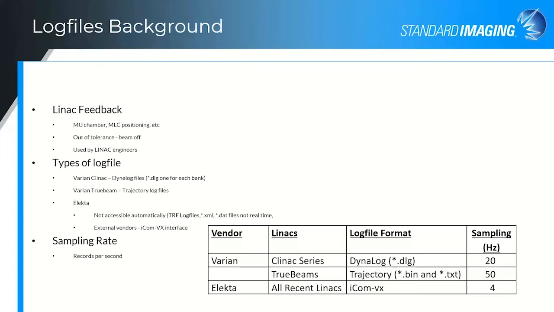Their TRF files are generated at 25 records per second, but are not available in real time for use by external vendors. These files can be manually exported after delivery, but we're actually interested in the real-time analysis. So the other option for Elekta is using the ICOM-VX interface, which was created for external vendor interface. The sampling time for these is 4 records per second.